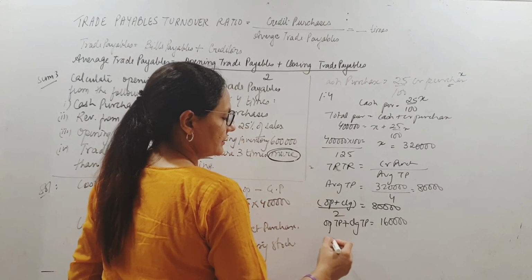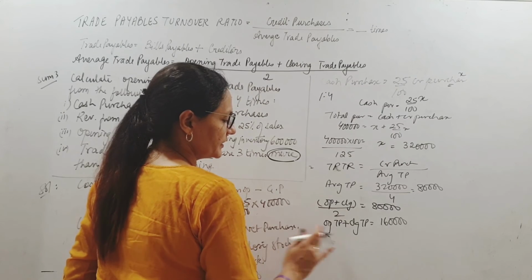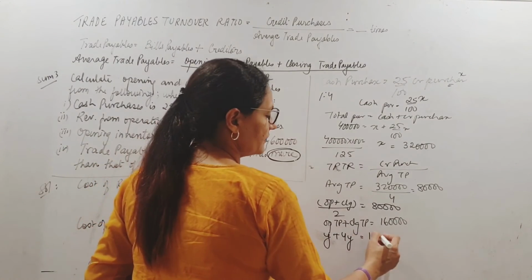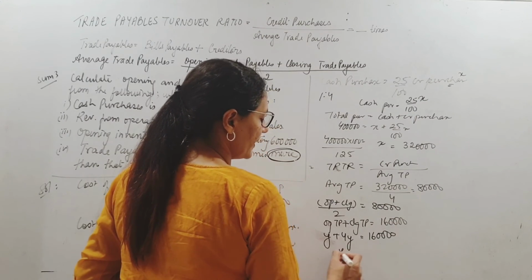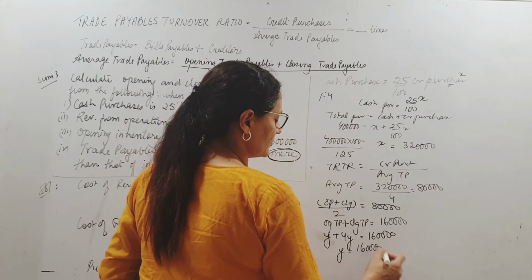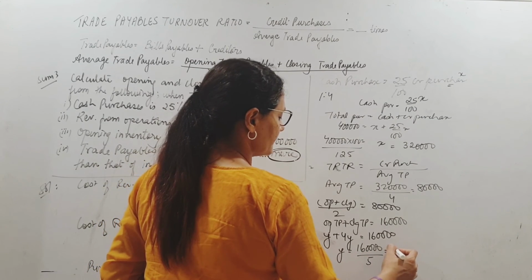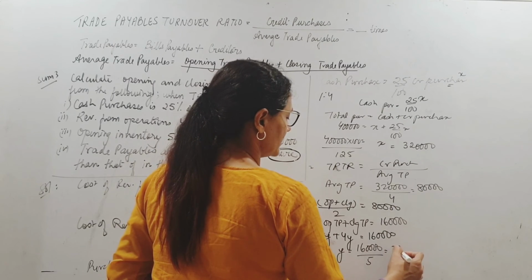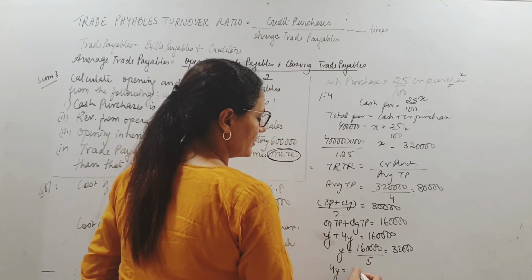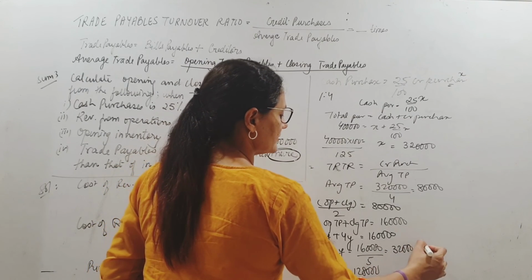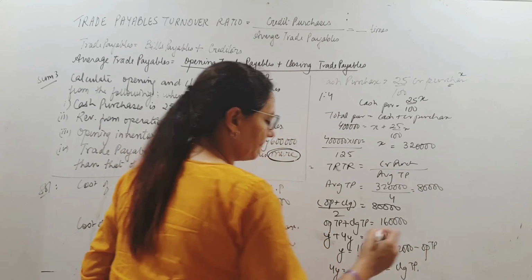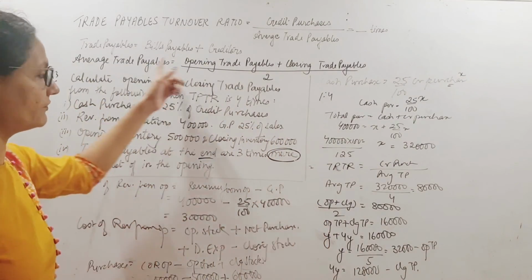Therefore, if I take opening trade payables as Y, because we already took x, then Y plus 4 times Y will give me 1,60,000. So Y, to be found out, will be 1,60,000 divided by 5, which is 32,000. And therefore 4Y is equal to 4 into that, 1,28,000. And this is opening trade payable, this is closing trade payable. Alright, and that is what we had to find out.